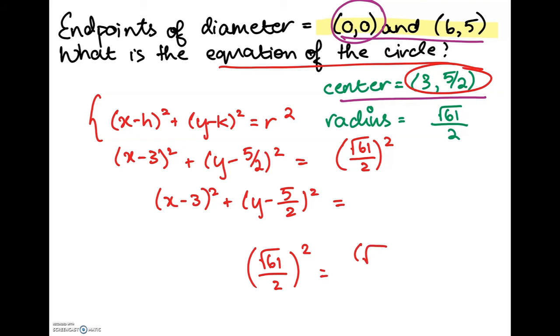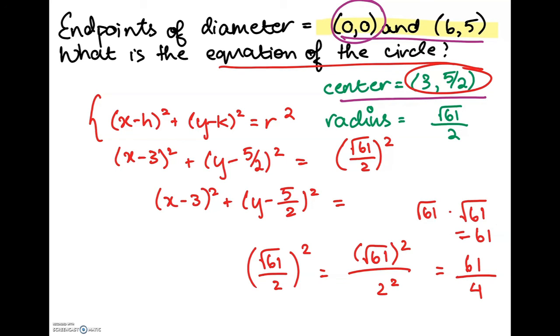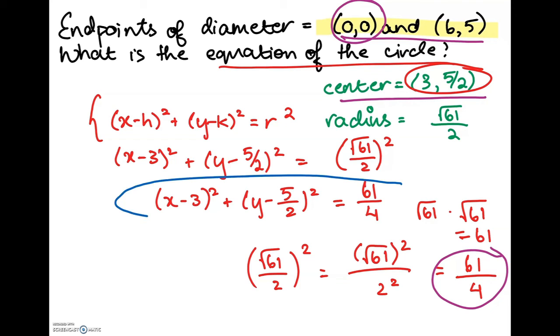So it's technically like doing square root of 61 squared over 2 squared, and square root of 61 squared is basically square root of 61 times square root of 61, which is just 61. So it'll be 61 over 4, and that's going to be our radius, which we already found out before. Or the square of our radius is what it is. So we're going to put this value back in our equation, so 61 over 4, and this would be our final equation of the circle.